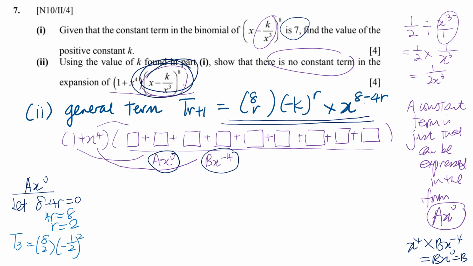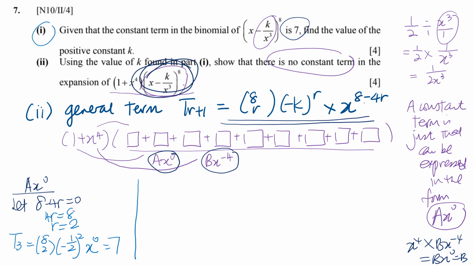We found k to be negative half already, so just plug it in. Of course, 8 minus 8 will give us 0. Let's see whether we get 7 from there. So 8 choose 2 times bracket negative half to the power of 2. And yes, we get 7. It's correct. Actually, we don't have to find it because it's already given in part I, but never mind.